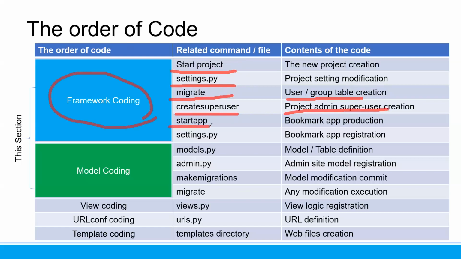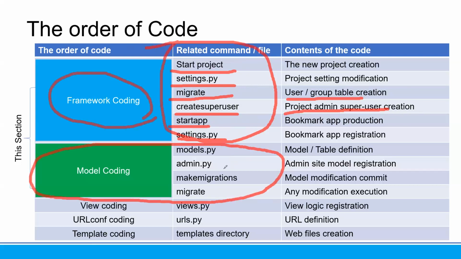And then the startapp, we are going to make an app. This app is not the app from the smartphone, but we can also say this is an app in the website. We can also set the app into the settings.py. After we finish the framework coding, we will do the model coding.